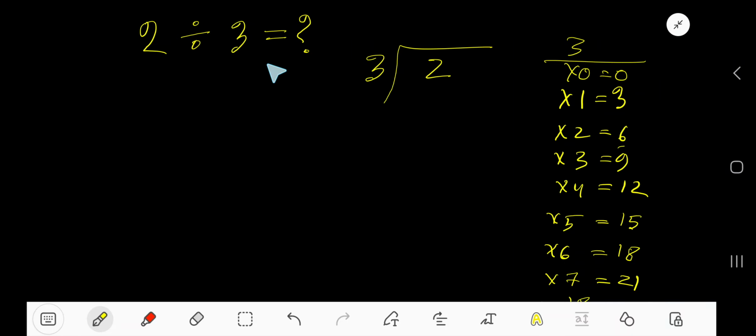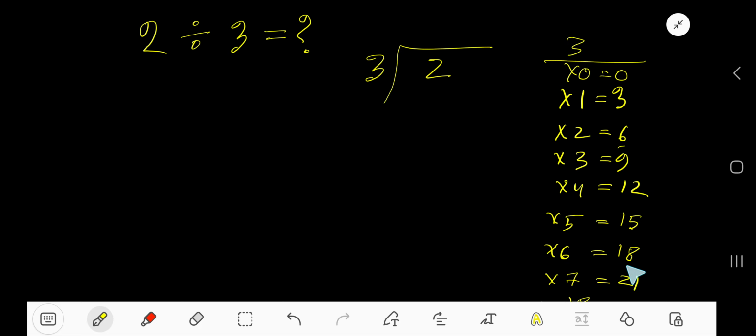2 divided by 3. Here 3 is a divisor, so we need the multiplication table of 3. 3 times 0 is 0, 3 times 1 is 3, 3 times 2 is 6, 3 times 3 is 9. To find the multiplication table of 3, just add 3 to the previous step. 0 plus 3 is 3, 3 plus 3 is 6, 6 plus 3 is 9, 9 plus 3 is 12, 12 plus 3 is 15.